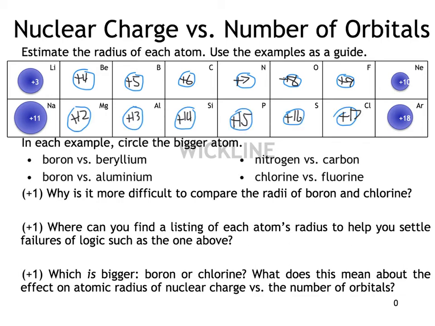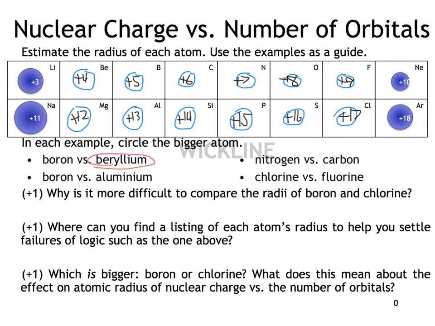So in each example, let's circle the larger atom. You will need your reference table for this. So make sure that you have your reference table, but let's find on your reference table the 2 elements, boron and beryllium. Boron has an element symbol of just a B, whereas beryllium will be Be. And what you'll notice is that boron is just to the right of beryllium, but they're in the same period. So as you go from left to right, the radius decreases. Therefore, boron is smaller than beryllium because boron is to the right.